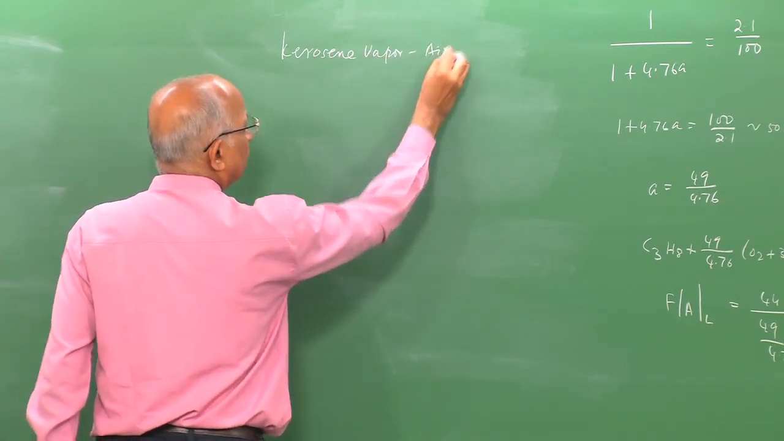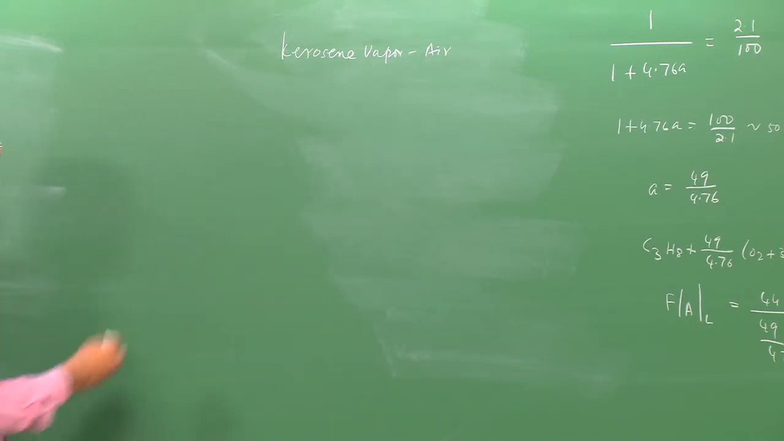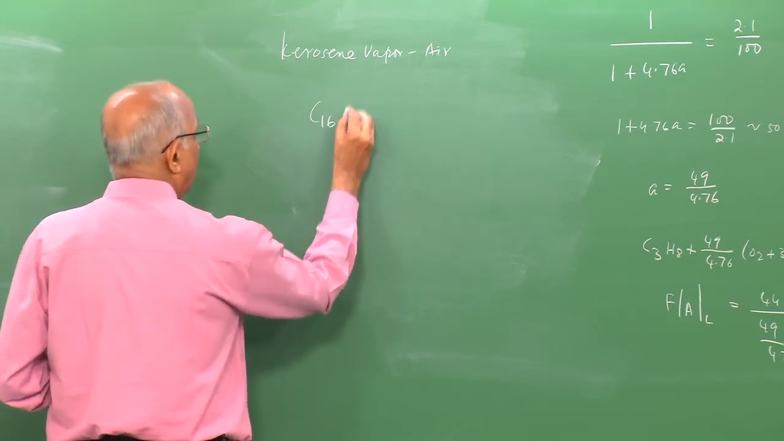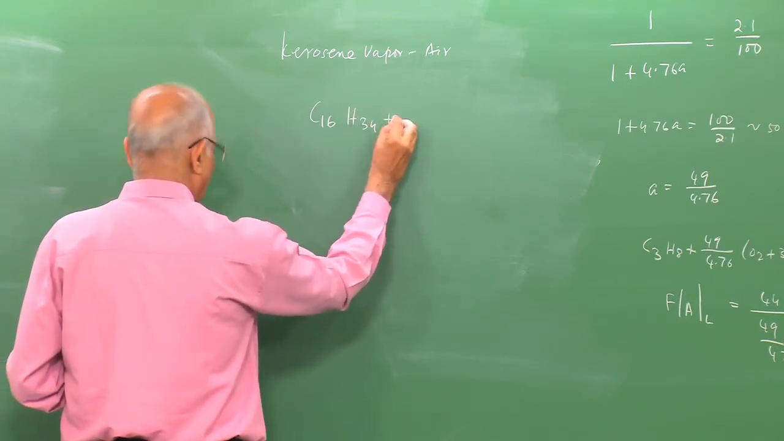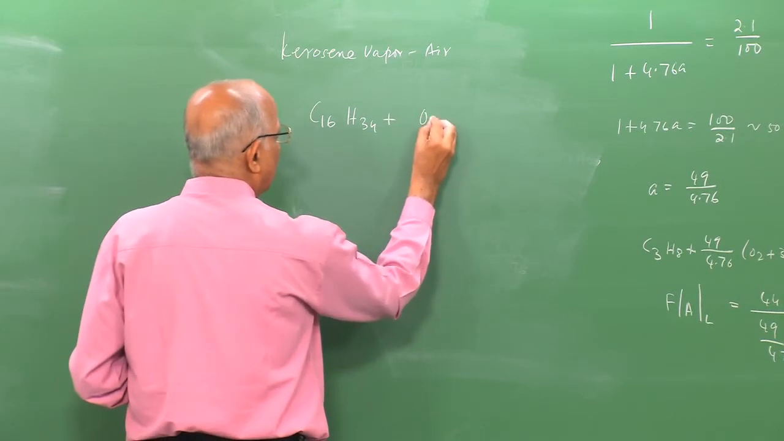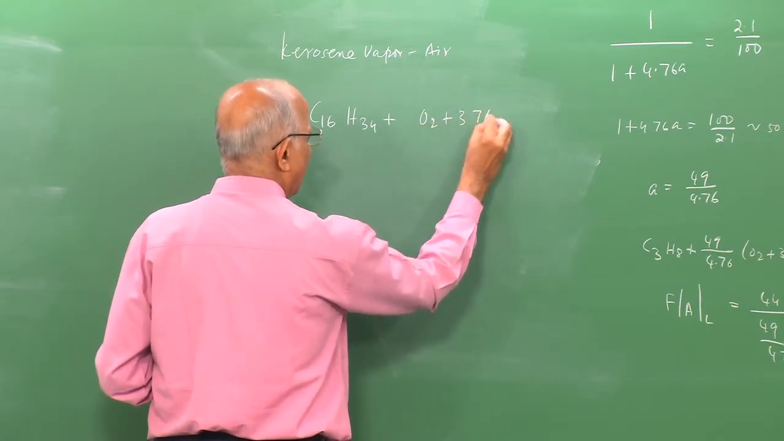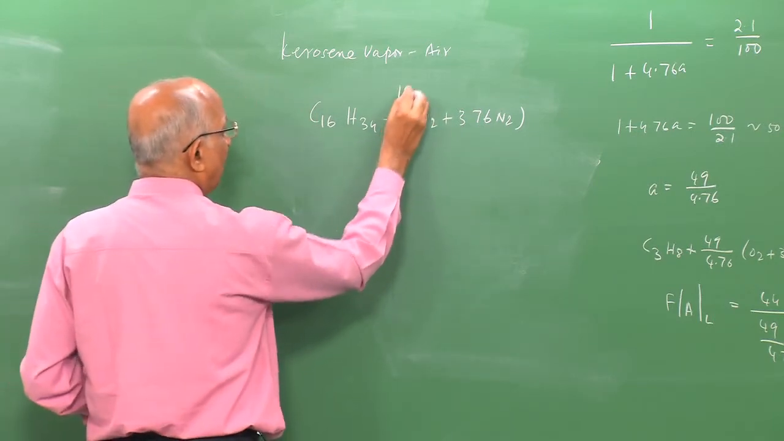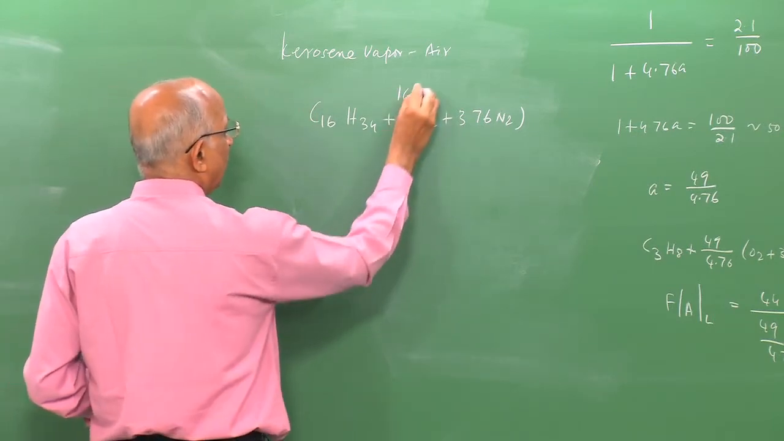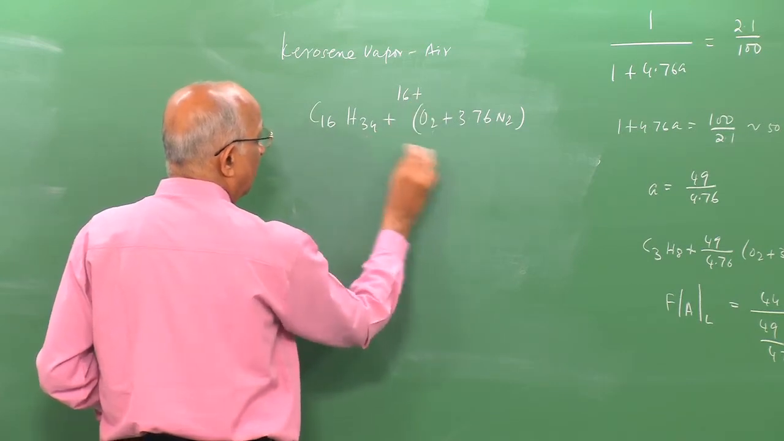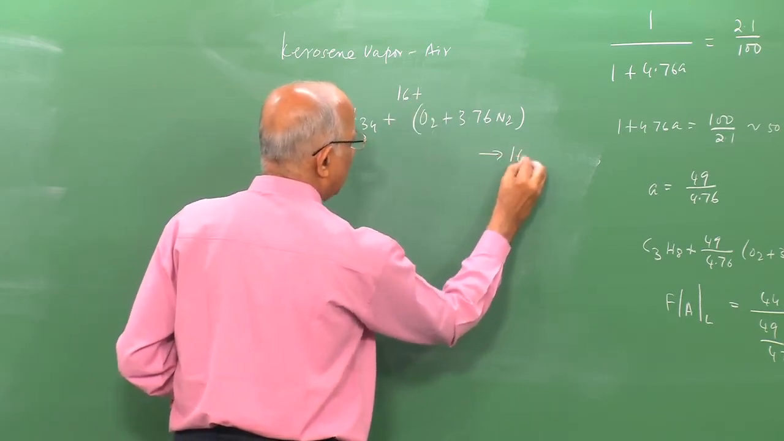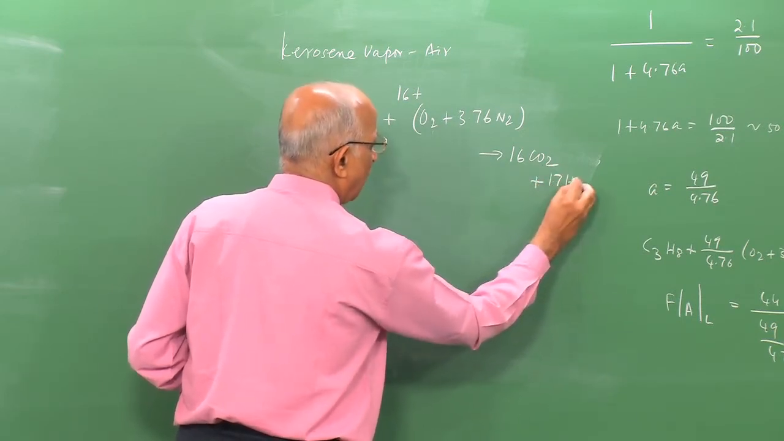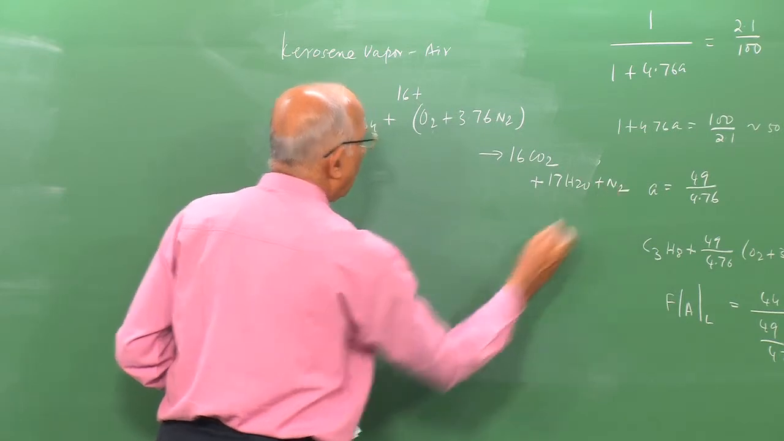Air mixture. Well, I want to calculate this. I say kerosene is dodecane, C16H34, plus oxygen plus 3.76 nitrogen. Since I want to form CO2, I have to have 16 moles of oxygen, plus 17 of H2O, that means I have 16 CO2 plus 17 H2O plus the nitrogen coming over here.